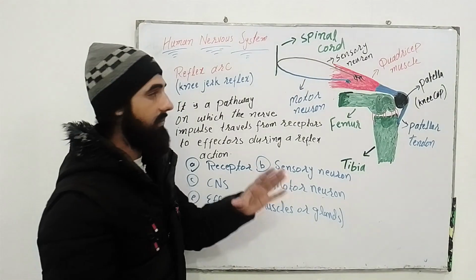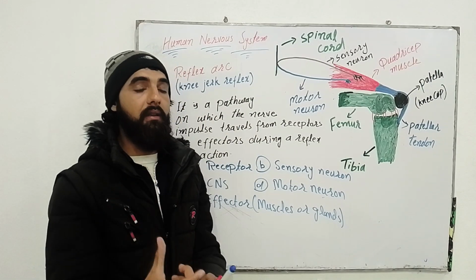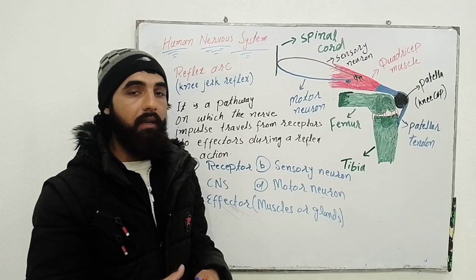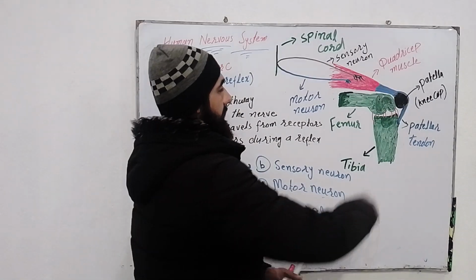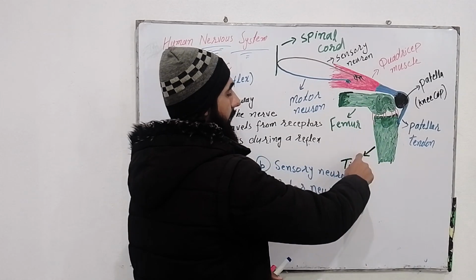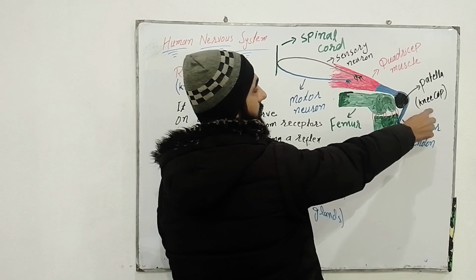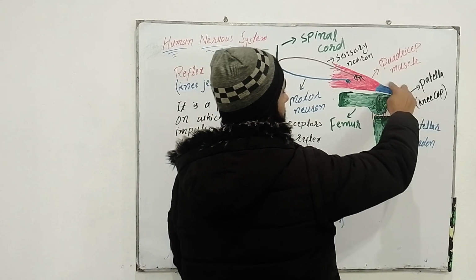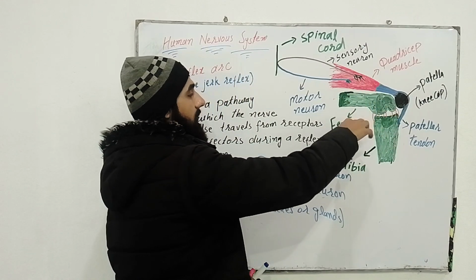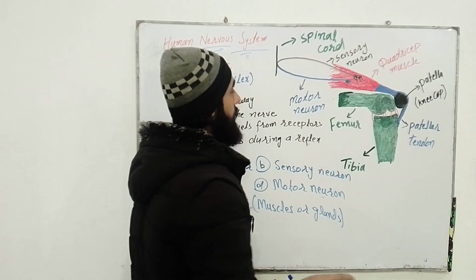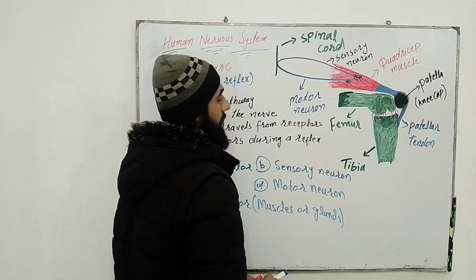Now we are going to discuss the mechanism of knee-jerk reflex, that how the nerve impulse travels during a knee-jerk reflex. Here is a diagram. This is the femur, thigh bone, and this one is the tibia. Here is the patella, also called the kneecap. This one is the quadriceps muscle present above the femur or the thigh bone, and this is the patellar tendon.